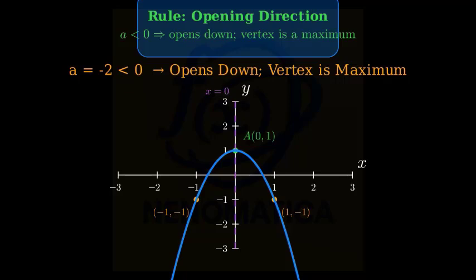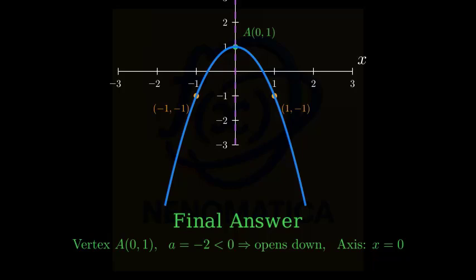Final result. The parabola y equals negative 2x squared plus 1 has vertex at (0, 1), opens downward, and is symmetric about x equals 0.